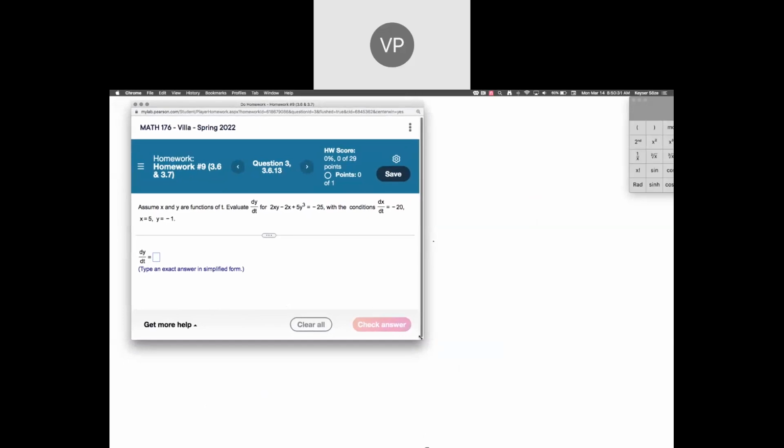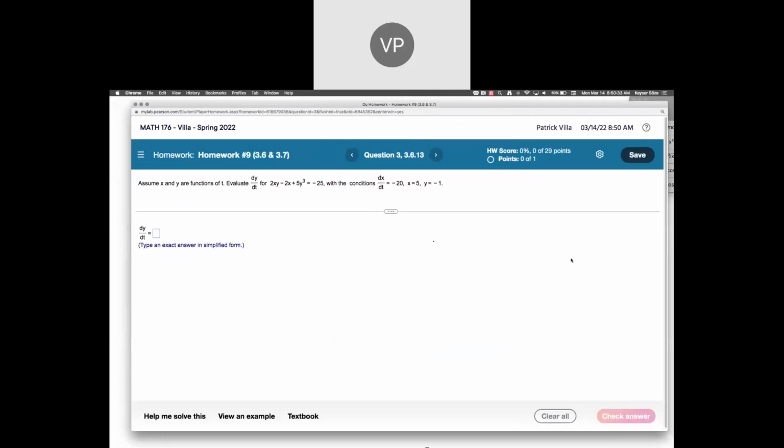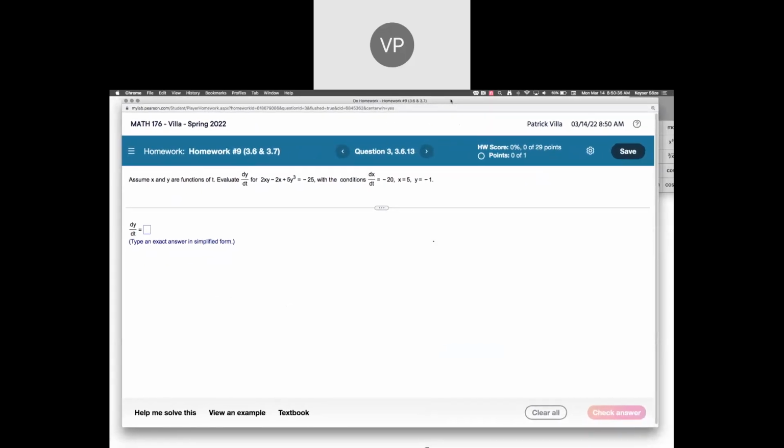All right, on this one, we have: assume x and y are functions of t. So we're going to take basically our derivative with respect to t. For this equation, 2xy minus 2x plus 5y cubed equals minus 25, with the condition that dx/dt is negative 20, x equals 5, y equals negative 1. So here's the equation.